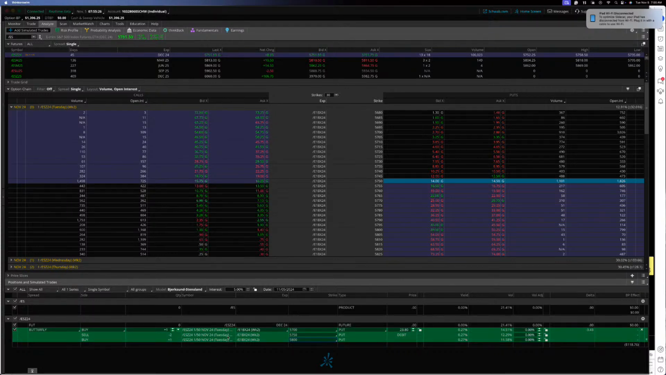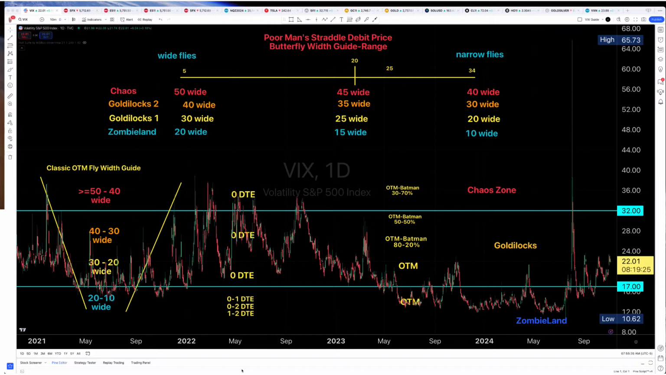And let's see what that actually looks like. We'll go to our trading view. And we see that a 23 range is in the middle of this range here. We said 20 to 30 wide, so we'll pick a 25 wide this morning when we open up. So that's it. That's how we determine.